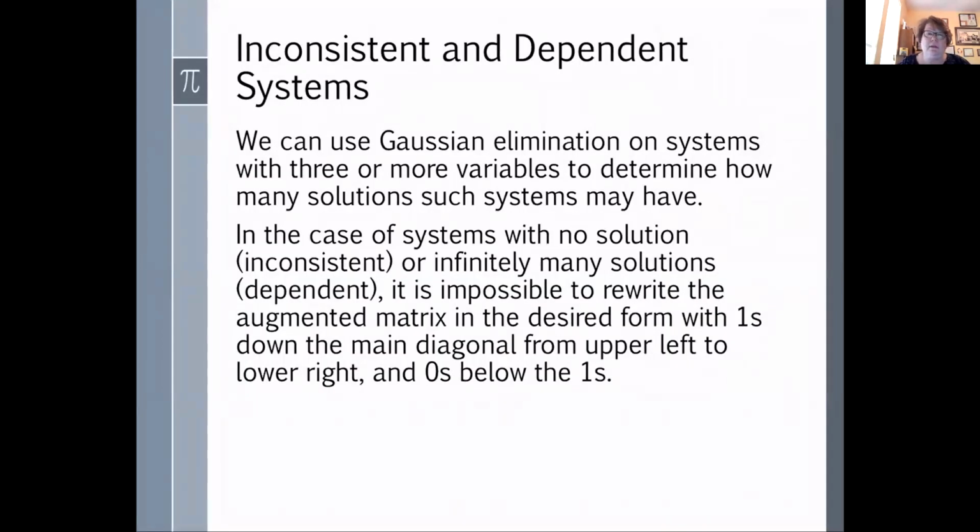Inconsistent and dependent systems. We can use Gaussian or Gauss-Jordan elimination on systems with 3 or more variables to determine how many solutions such systems may have. In the case of systems with no solutions, it's inconsistent, or infinitely many solutions, it's dependent. It is impossible to rewrite the augmented matrix in the desired form with ones down the main diagonal from the upper left to the lower right and zeros below the ones.